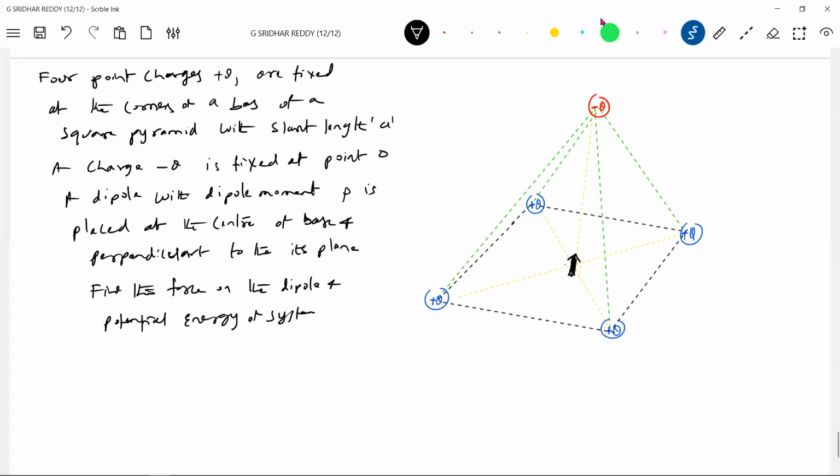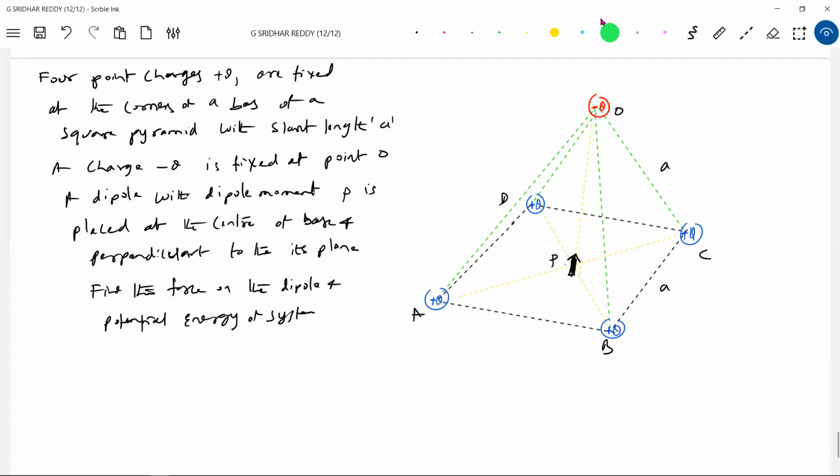A minus charge is fixed at O. So this is O. Okay, let me give the numbers A, B, C, D. Here a dipole is kept of dipole moment P. The slant length is given, this will be the slant length, and this is the side length. This is a pyramid of square base. The dipole moment will be along the height of the pyramid. So this will be the height of the pyramid, no?